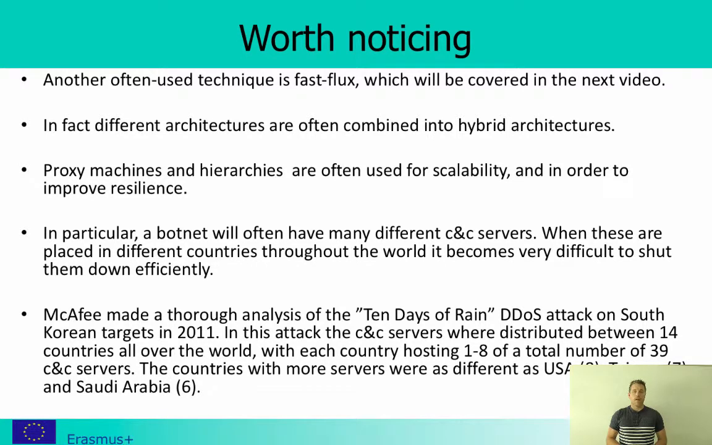One example that was described by McAfee was an attack called 10 Days of Rain, where they installed a botnet specifically for this purpose. Afterwards, they realized where the servers were located, and they could see that the servers were located all over the world. There were 39 servers in total, distributed between USA, Taiwan, Saudi Arabia, and a lot of other countries. In total, these machines were spread out over 14 countries.